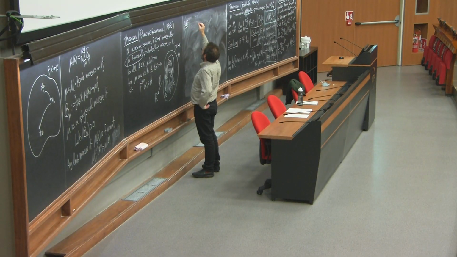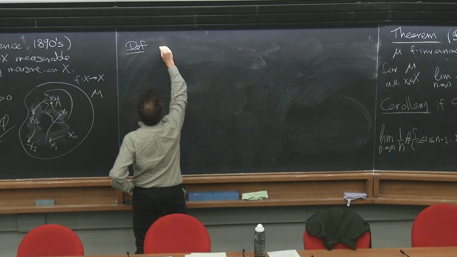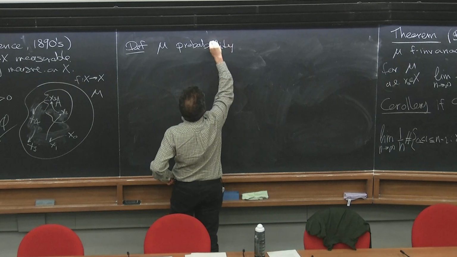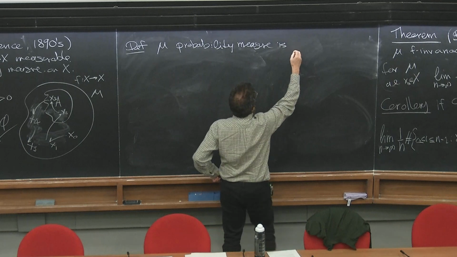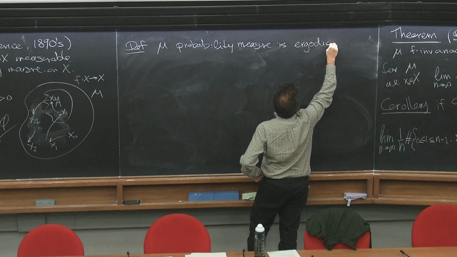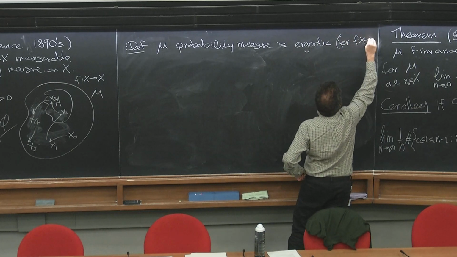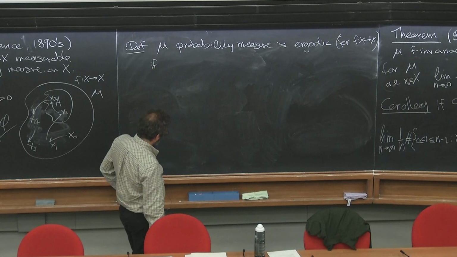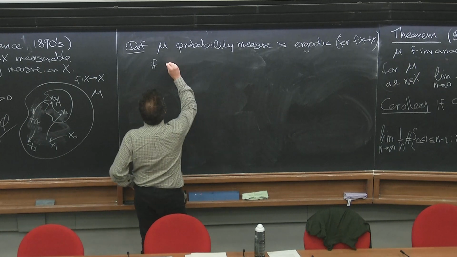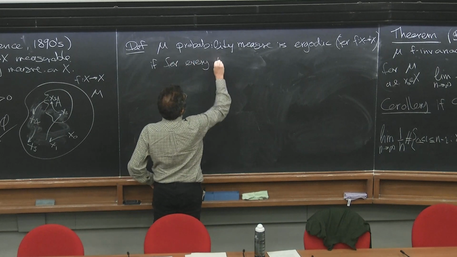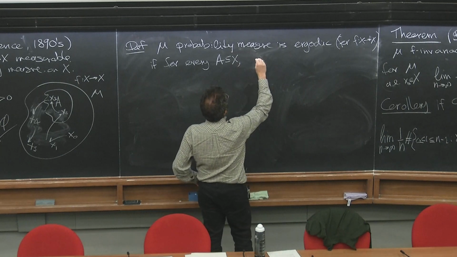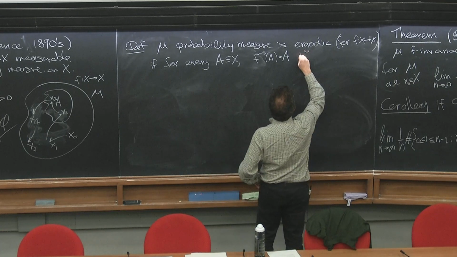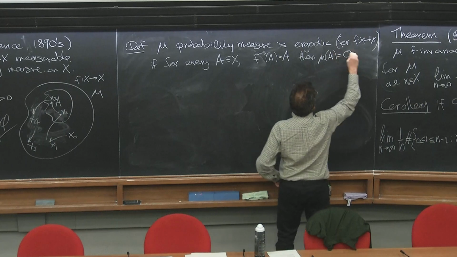Definition. We always have our space, and a probability measure mu. We say mu is ergodic for f, where we always assume we have some map f from X to X, if for every set A in X which is fully invariant, f^{-1}(A) = A, then mu(A) equals 0 or 1.